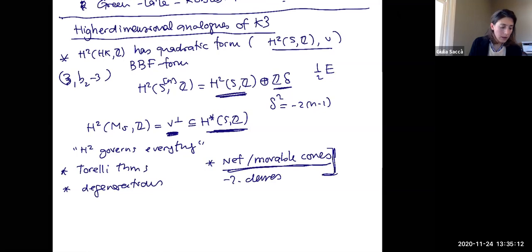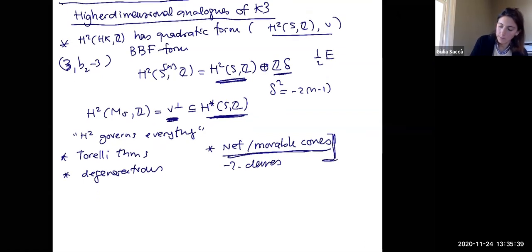So let me now remind you, there's another way that I always like to mention in which hyperkähler manifolds are analogs of K3s, and this comes from this theorem of Matsushita. And so the theme here is Lagrangian fibrations.